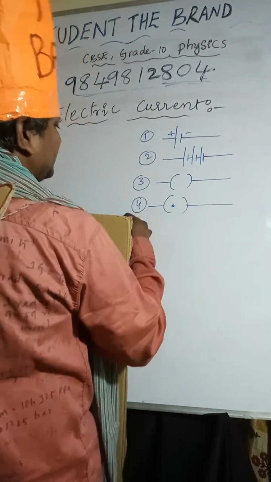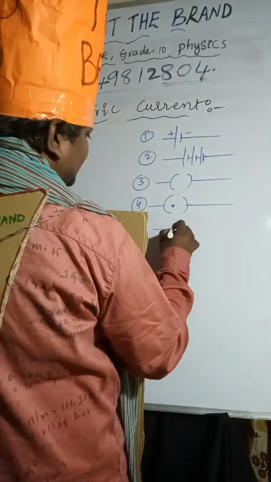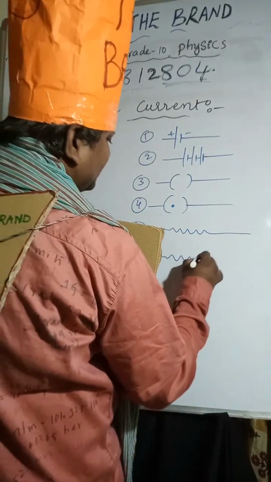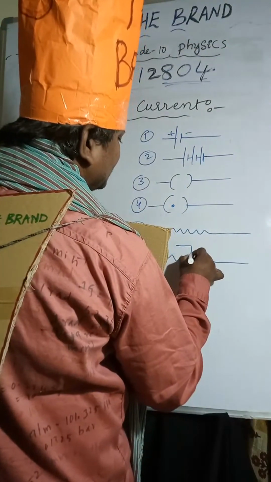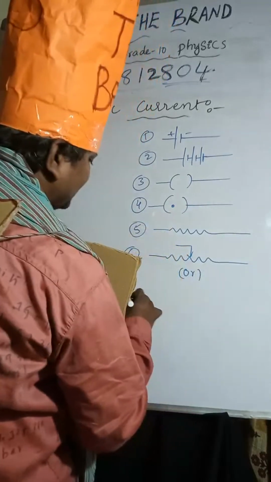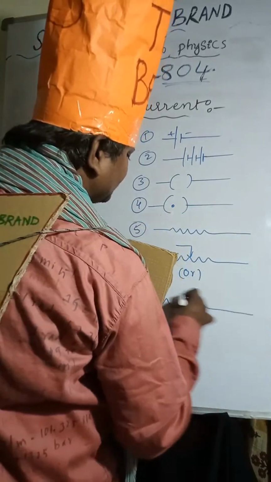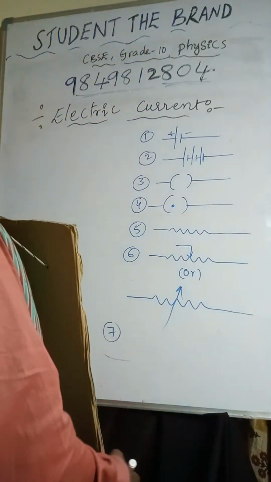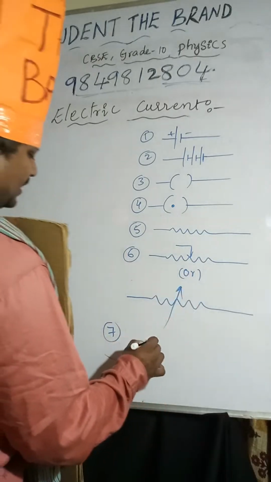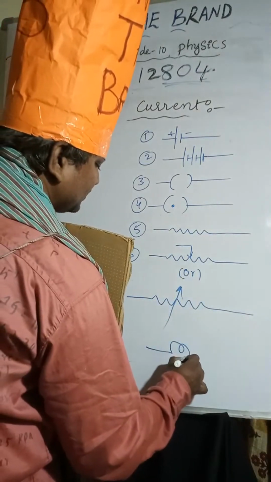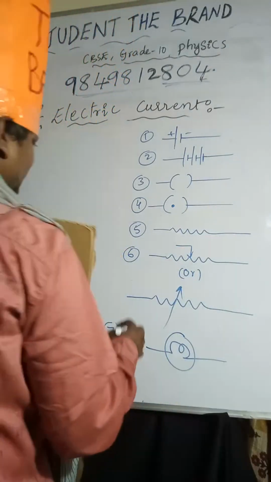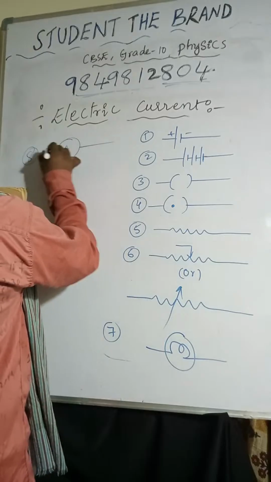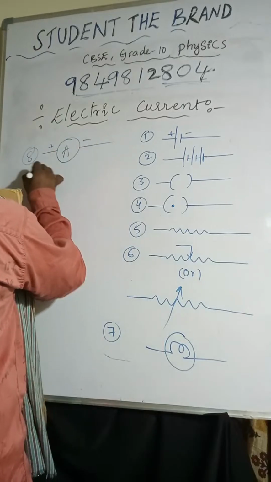And fifth one, next we can take resistor. This is resistor and rheostat. Either like this we can take, or like this also. And coming to the seventh one, here I am drawing a bulb symbol like this. Bulb. And eighth one, meter. Positive terminal, negative terminal. Ninth, meter.